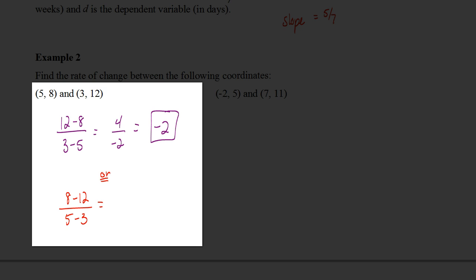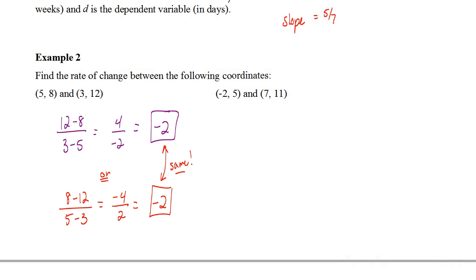And watch what happens. 8 minus 12 would be a negative 4, but 5 minus 3 would be a positive 2. So when we simplify that, again, you end up with negative 2, which is the same as what we had originally. So you don't have to do it both ways. You only have to pick one way, but I just wanted to show you that it does not matter which coordinate you pick as your x1 and y1 and your x2 and y2. As long as you're consistent, you'll end up with the same answer.